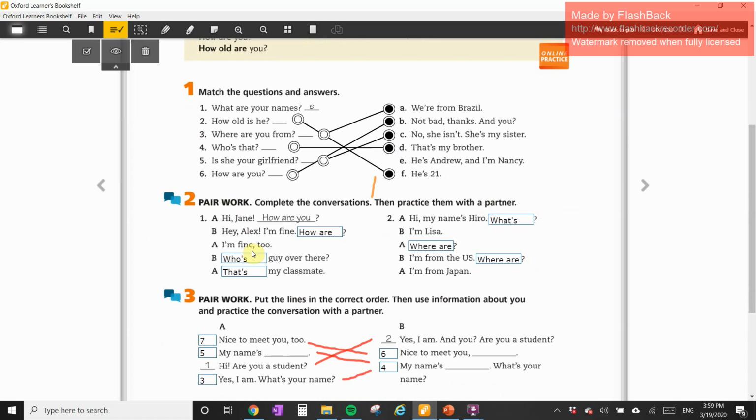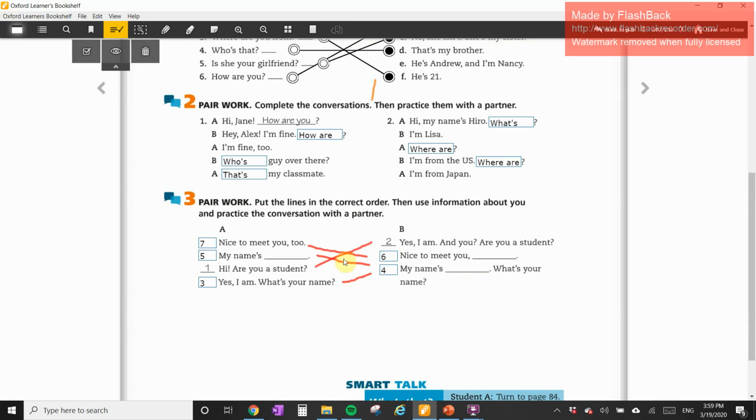Right, so some more practice down here. You can see very, very common ways to use these questions. How are you? I'm fine. How are you? I'm fine too. Who's that guy over there? Who's that guy? That's my classmate. He, she, that is. He, she is. That's my classmate. Hi, my name is Hiro. What's your name? I'm Lisa. Where are you from? Right? I'm from the US. Where are you from? Pretty simple.